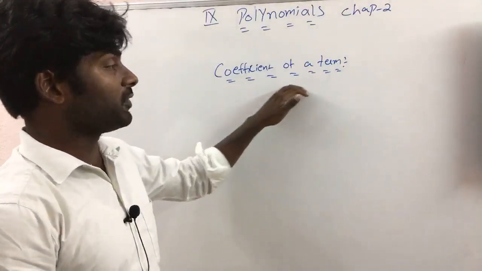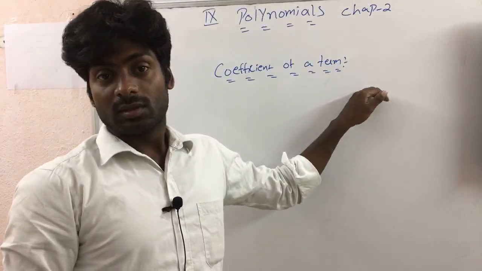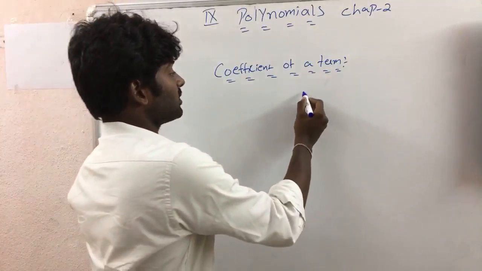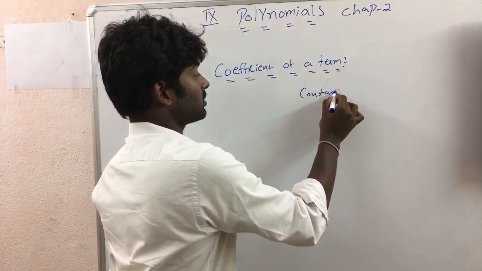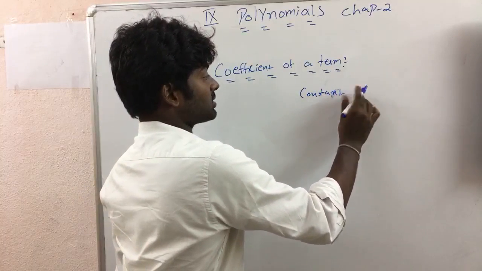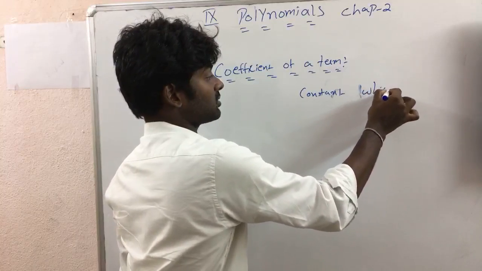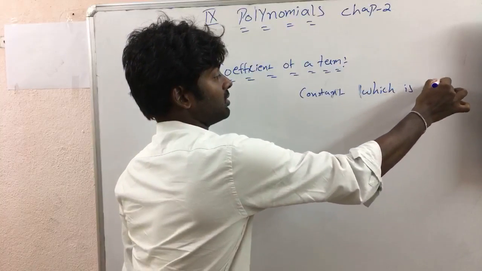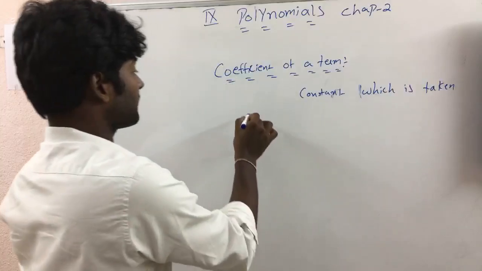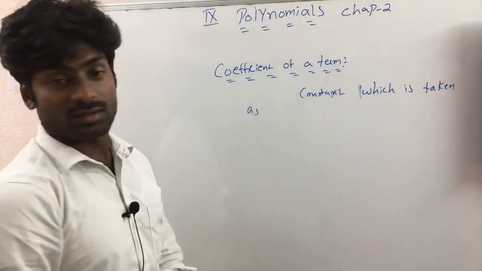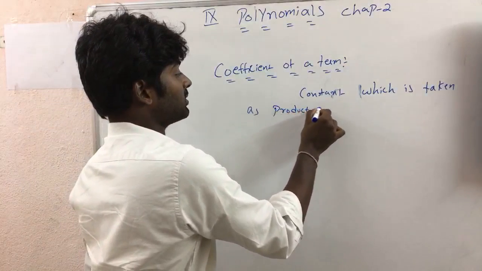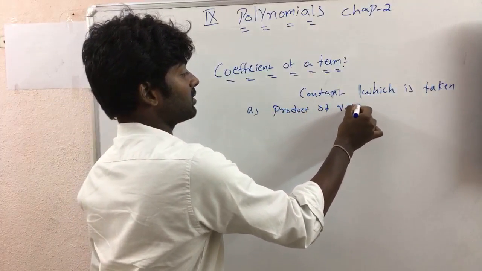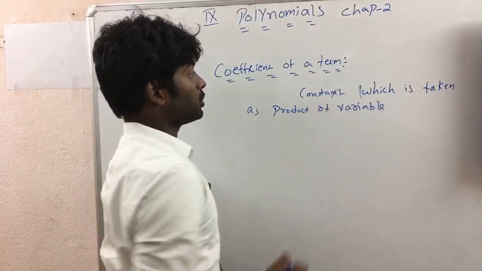What is the coefficient of a term? The constant which is taken as a product of the variable is said to be the coefficient of that particular term.